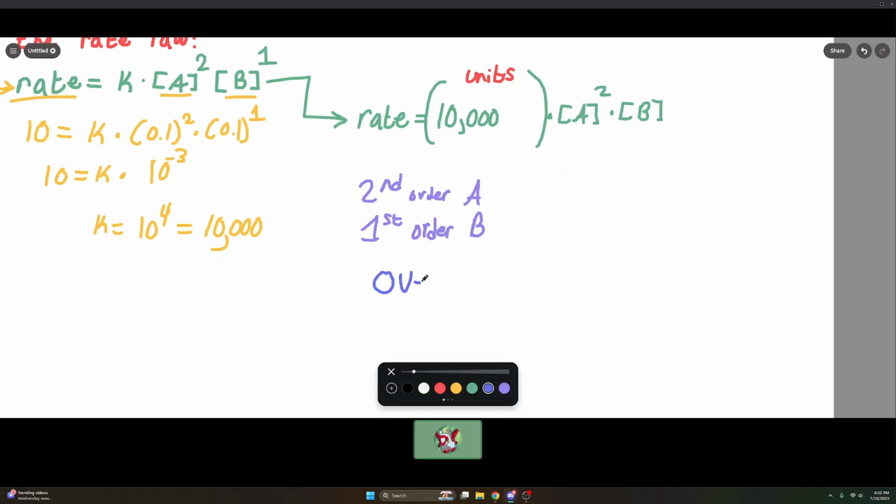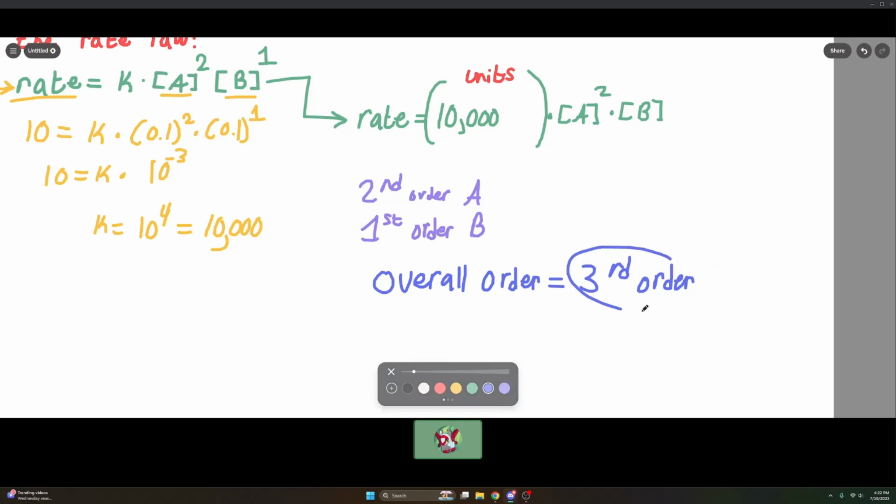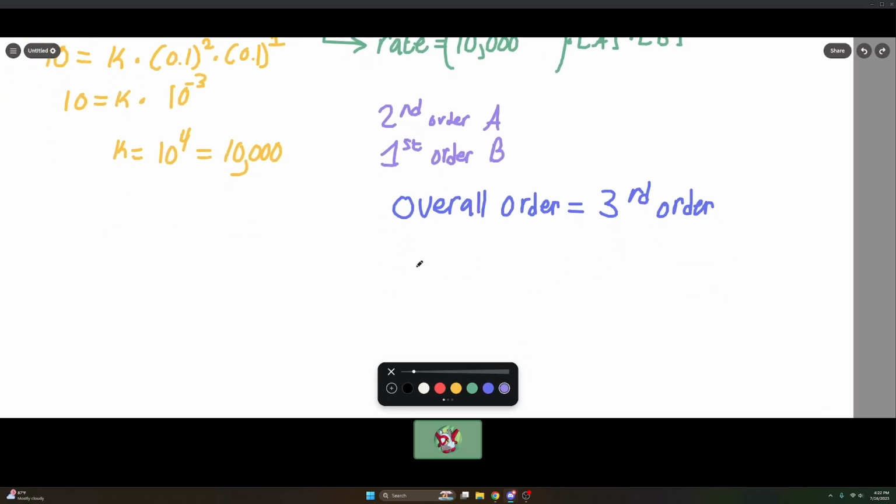I care about my overall order. What is the overall order of this reaction? In this case, it'd be 2 plus 1. Just combine them. I have a third order reaction. Yes, that exists. No, don't worry about doing math with it. You go as high as 2 for your typical math. We can handle this.